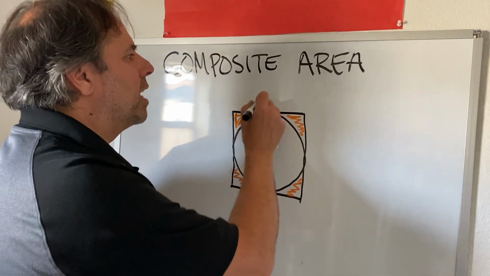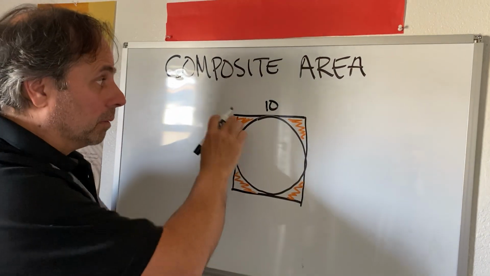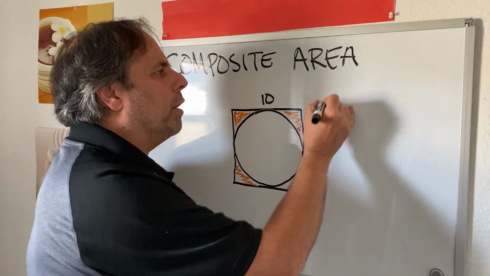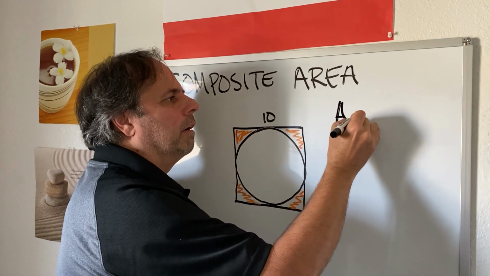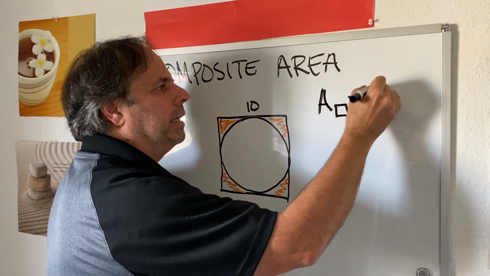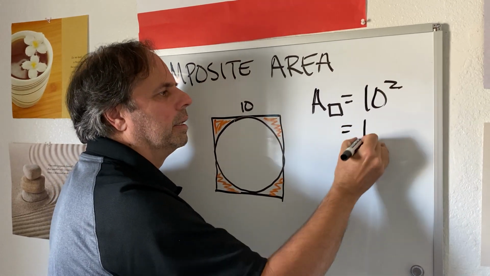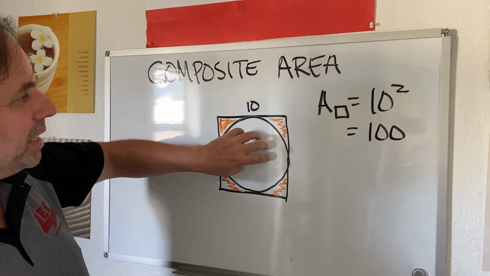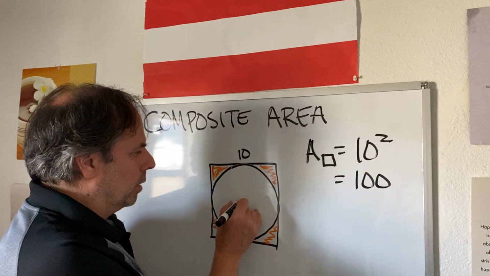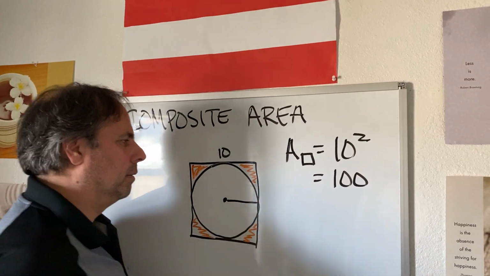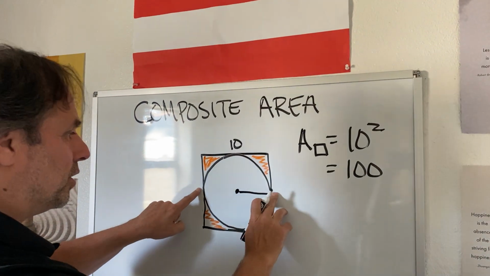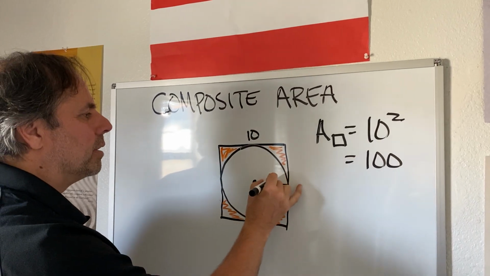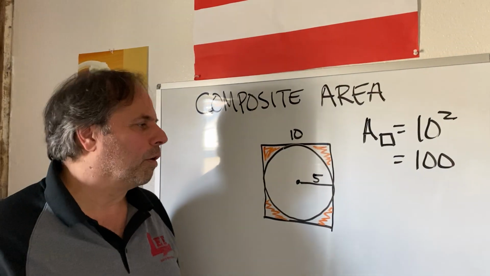Well, let's try this. Let's say they told us that the side of the square was 10. To find the area of a square, we just square it, right? So the area of the square is 10 squared. 10 squared is 100. 10 times 10. Okay? Now we just need to subtract out the area of this circle. Well, I don't know what this radius would be. Or do I? Yes, I do, because the diameter, since this is inscribed, it touches on either side. The diameter is 10. This radius is half of the diameter, or 5.